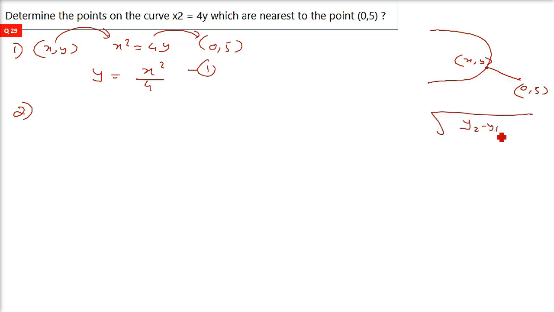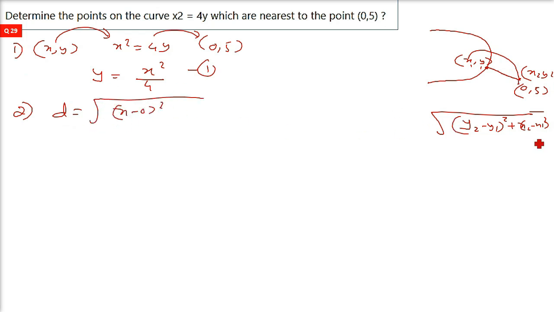So y2 minus y1 whole square plus x2 minus x1 whole square, if the 2 points are (x1, y1) and (x2, y2). So this is the equation of the distance. Distance is simply this one. You have to take the difference of the x and y coordinates, square them and add them and take the under root. Now you can just swap them in whichever way you want, but we have found out the distance as x minus 0 whole square plus y minus 5 whole square, add them and under root. Same thing I am doing it here.